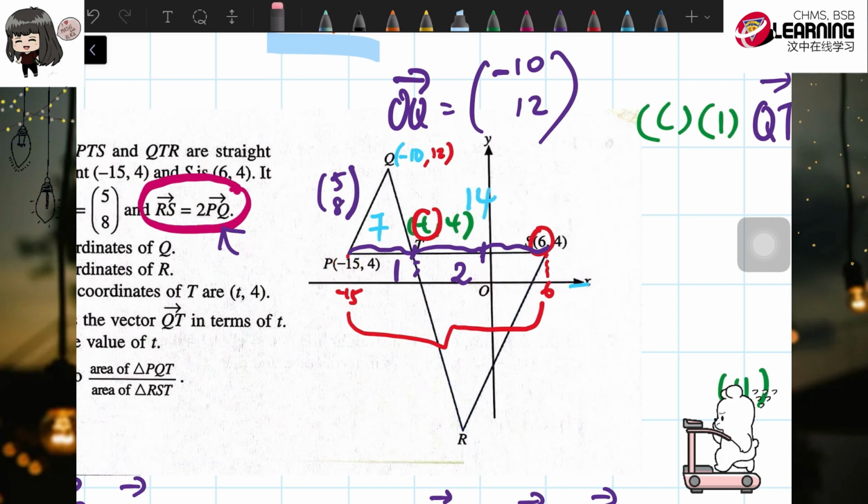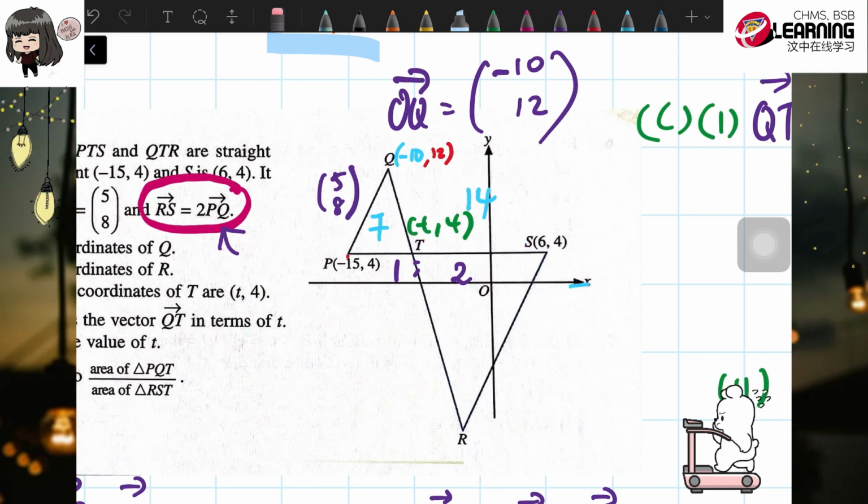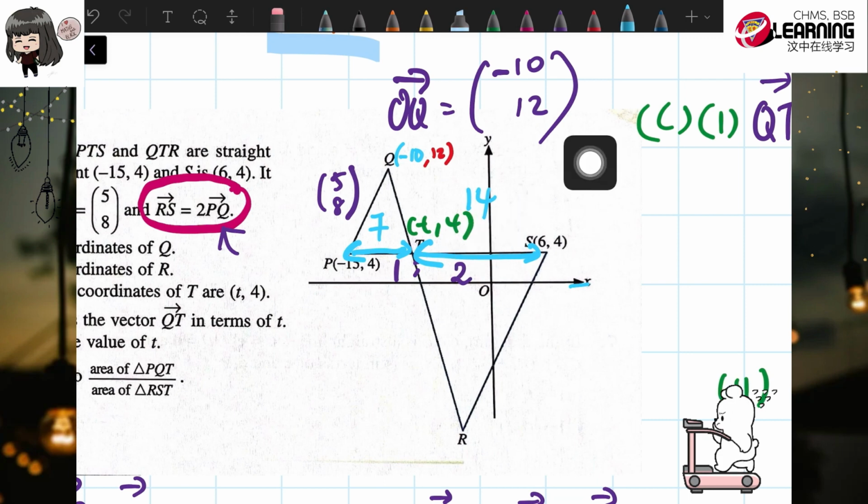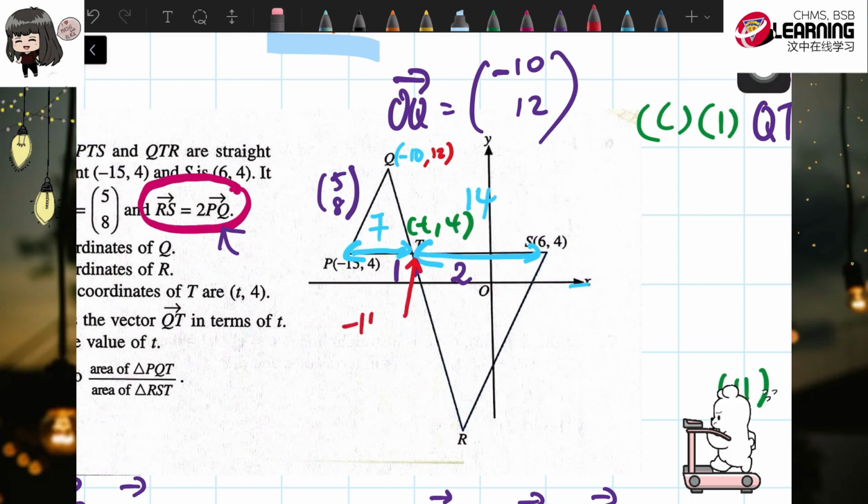I erase all these. So again, 7 units, here is 14 units. Because here until here is 21 units. So if 21 units, you divide by 3 is 7. 7 here, 14 here. These 2 plus together is 21. To find this coordinate of t, this negative 15, which is the x, you plus 7. So you get negative 8.